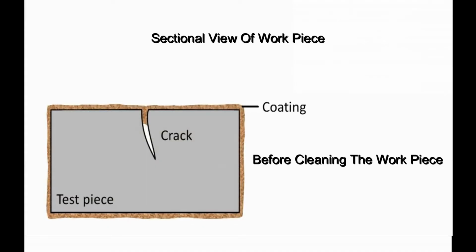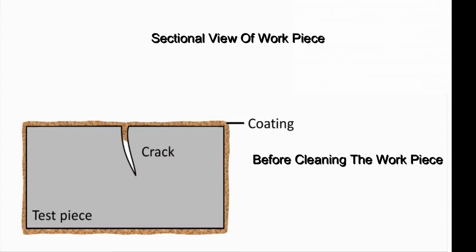Often the surface of a workpiece is covered with rust or paint, which masks the material defects, as shown in the sectional view. Therefore, the first step is always the pre-cleaning of the test piece surface.